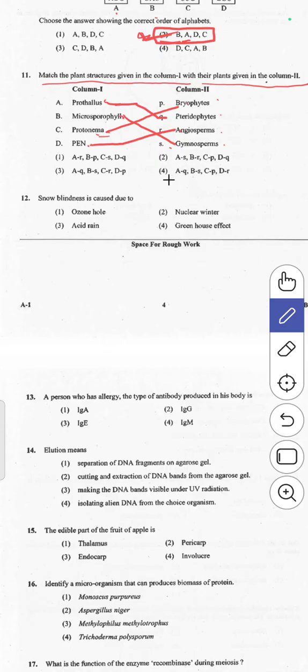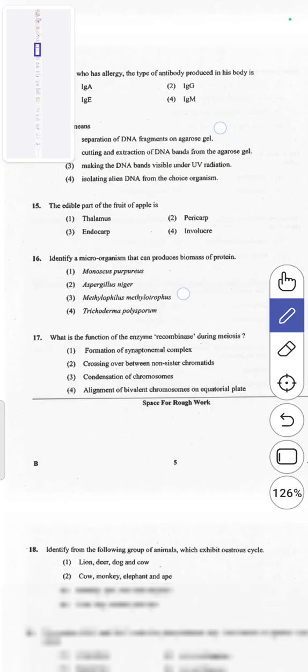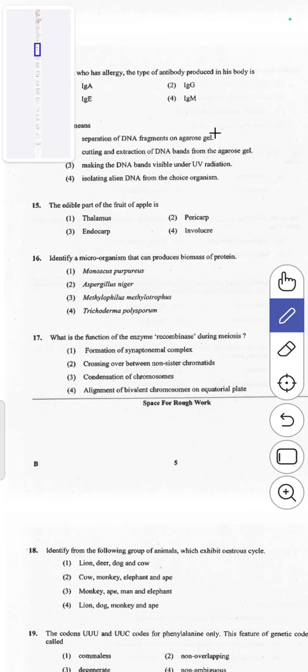So the right answer will be the fourth one. A-Q, B-S, C-P, D-R. D is the right answer. That is the fourth one is the right answer for this 11th question. Then 12th question, snow blindness is caused due to, again this question is out of syllabus, the chapter has been removed. So no need to worry regarding that question.